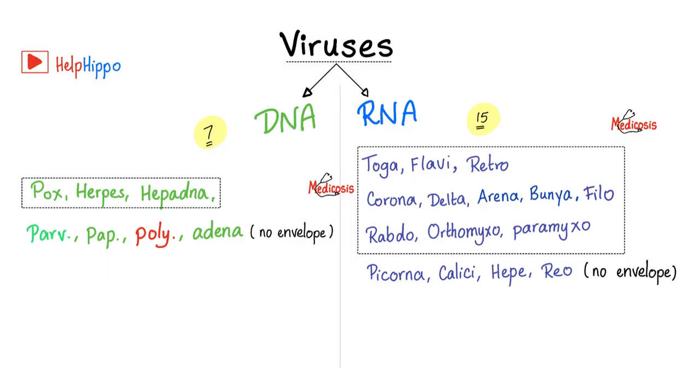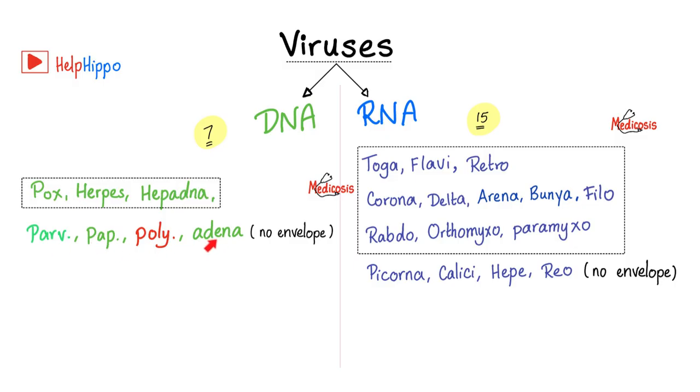If you are a student, you need to know about 7 plus 15. 7 DNA virus families and 15 RNA viral families. What are the 7 DNA viral families? Pox, herpes, hepatna, parvo, papilloma, polyoma, adeno. This is Poxviridae, Herpesviridae, Hepadnaviridae. This is parvo, this is papilloma, this is polyoma, and this is adeno. The song is pox, herpes, hepadna, parvo, papilloma, polyoma, adeno.